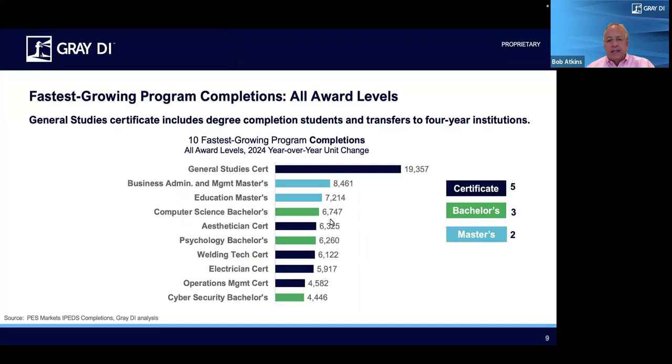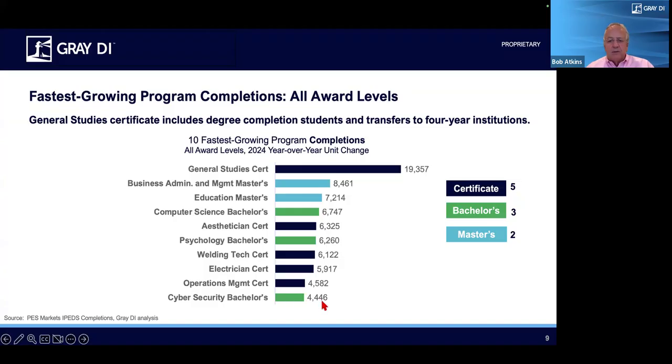What's growing? General studies is up substantially, nearly 20,000 students. Then we have a series of master's programs, business administration and management, up almost 8,000, education master's up 7,000. And then we get bachelor's degrees doing well. Computer science at almost 7,000. This is the increase in completions year over year. And let's see what else we got here. Psychology bachelor's up 6,000, and cybersecurity up about 4,500.